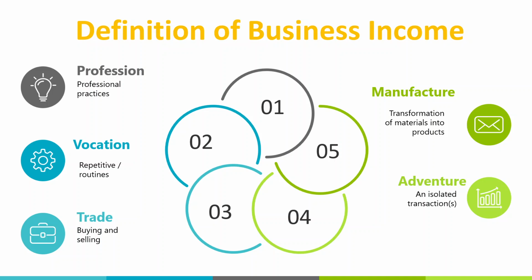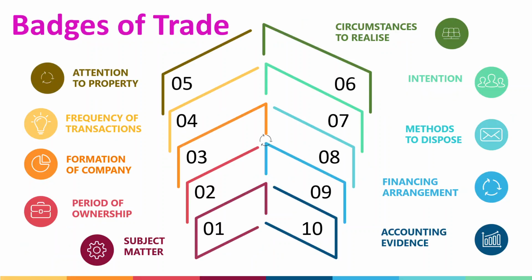However, that single transaction can be called under business income. So that's why it's very important to know the badges of trade and how to determine whether the income is a business income or not, depending on the specified criteria. Let's look at number one.